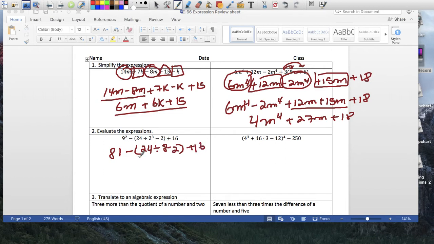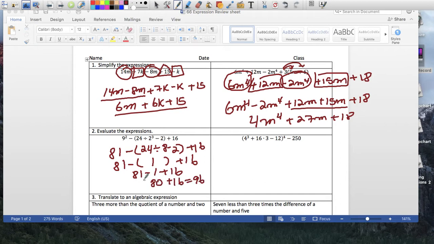So now that everything is just a number, there are no exponents, I can do more things. So 81 stays as it is, minus, inside the parentheses, 24 divided by 8 is 3, and 3 minus 2 is 1. So I get a 1 over here, and then plus 16. So now I have simply 81 minus 1 plus 16. 81 minus 1 is 80, and then plus 16 is 96.